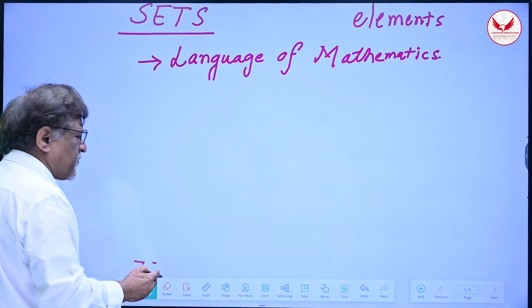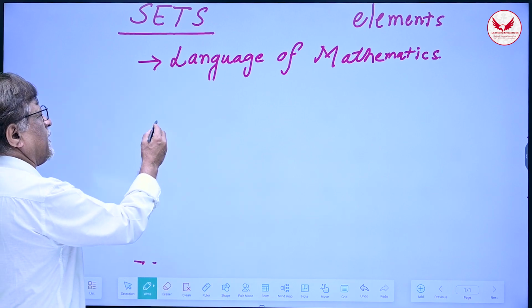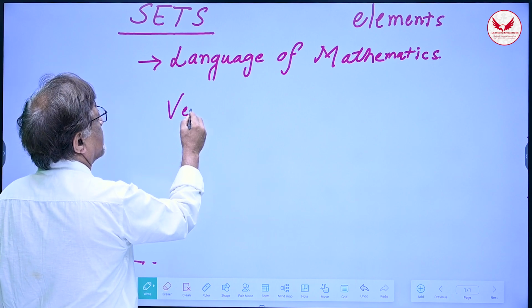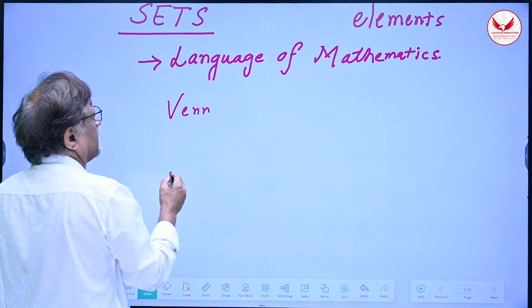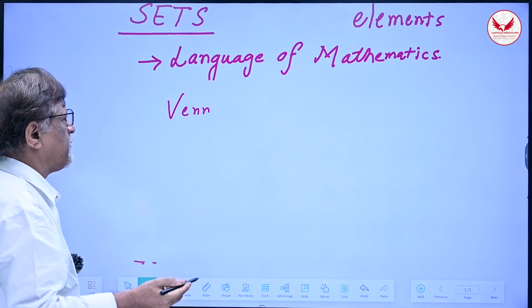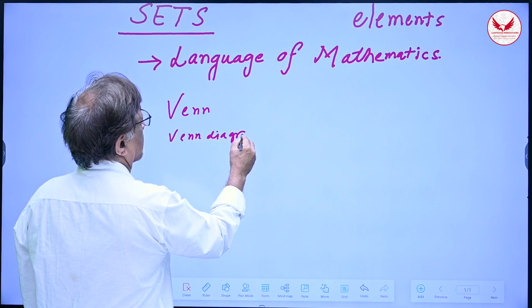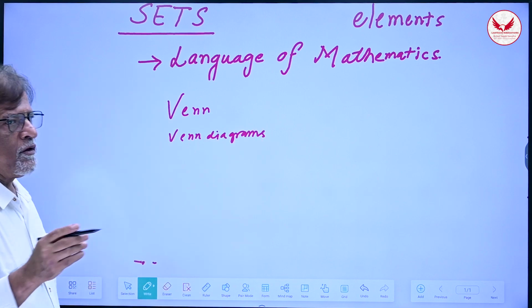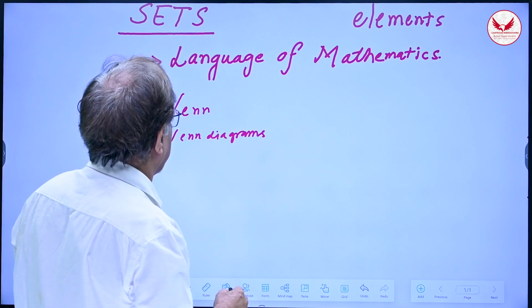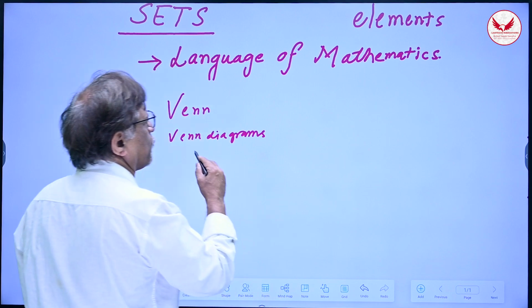In order to represent sets in a visual form, there was a mathematician whose name was Venn. And the procedure is always referred to him as Venn diagrams, in order to immortalize his name, because he introduced this method. So what he used to do is to draw figures.